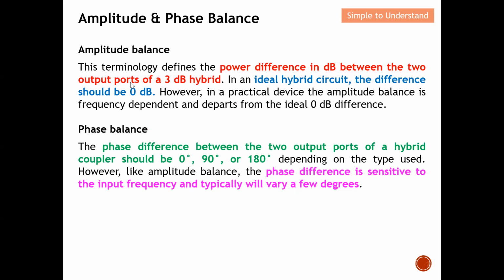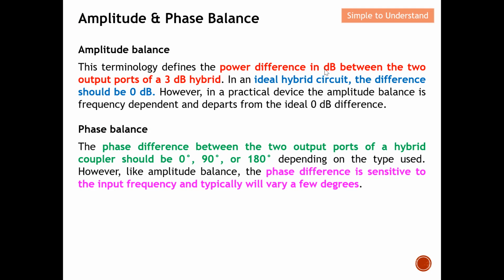Next, on the last slide for this video, I'm going to explain what amplitude balance is. This terminology defines the power difference in dB between the two output ports of a 3 dB hybrid. If you still remember, I said that power 1 is split evenly to power 2 and power 3, which means this is a power splitter. Port 1 is the input, and port 2 and port 3 are the outputs, so port 1 power is split evenly between port 2 and port 3.